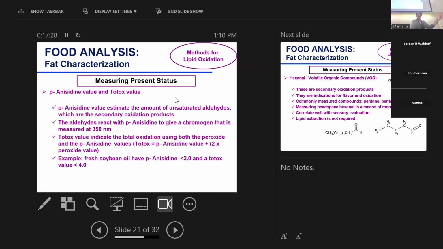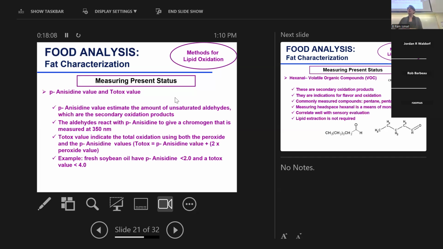All right, so another measure of oxidation present state is anisidine value and Totox value. You might have heard of those. These are very common for measuring oxidation. So anisidine value reacts with aldehydes. Aldehydes are secondary oxidation products. And then these aldehydes that react with anisidine will give you a chromogen that we measure absorbance at 350. Then you can take that value, anisidine value, and the peroxide value, and you can calculate Totox value.